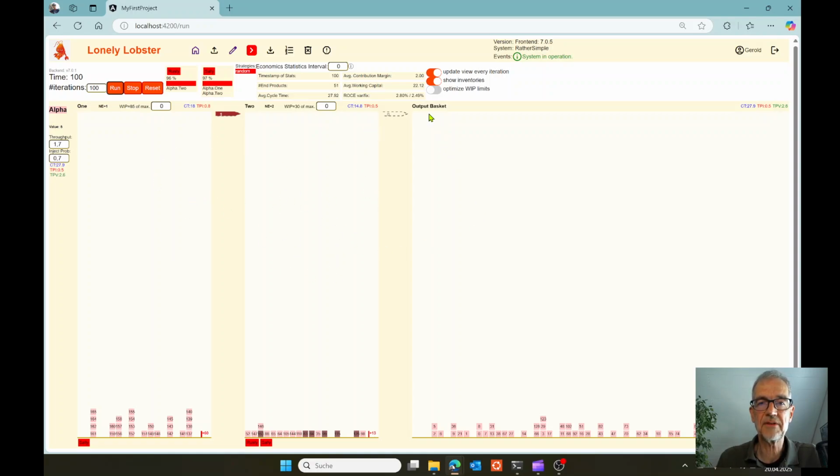Also, you have in the output basket similar flow statistics. You see here the cycle time of the value chain alpha is 27.9. That is the average time it took from work order injection into the value chain until it has then produced an end product that ended up here in the output basket. You find also the average throughput measured in items. It's 0.5, which corresponds to the output of the last process step here. Is also 0.5, which is logical, I guess, if you think about it.